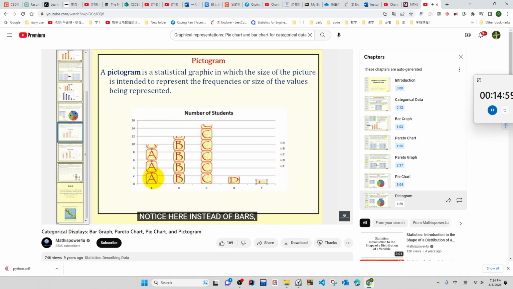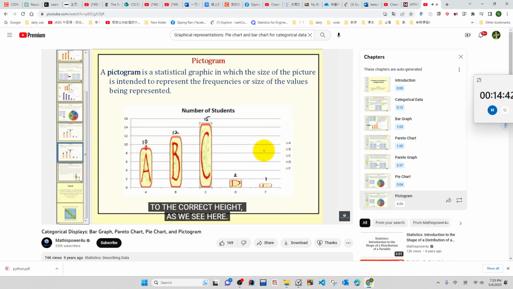Instead of bars, we're using pictures of A's, B's, C's, D's, and F's. So it is very similar to a bar graph. Often you will see the frequency listed at the top of each picture. Notice how here the image of each letter is the same size. Another option is to stretch each image to the correct height, as we see here.